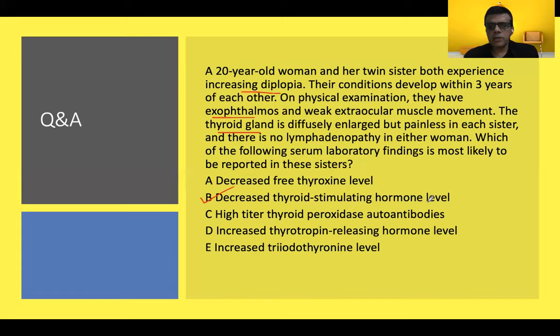High titer thyroid peroxidase autoantibodies may not always be seen. So this is not a very specific feature. So out of all these options, decreased thyroid stimulating hormone level seems to be the most appropriate answer.